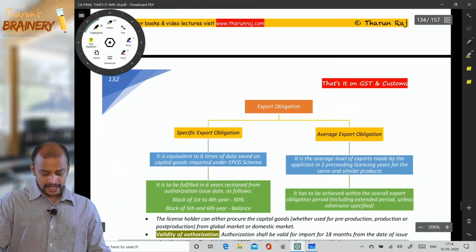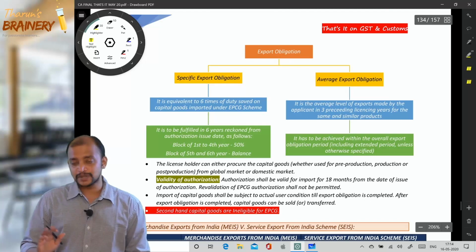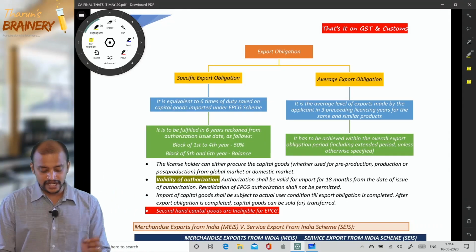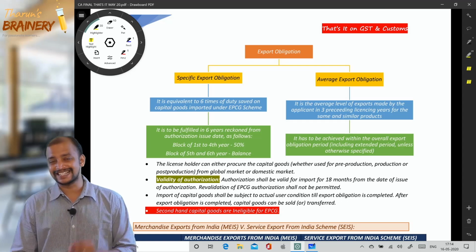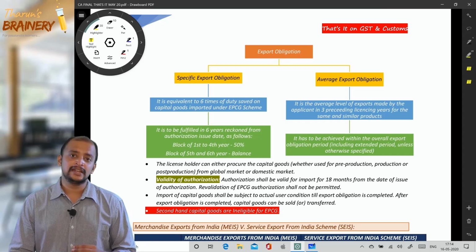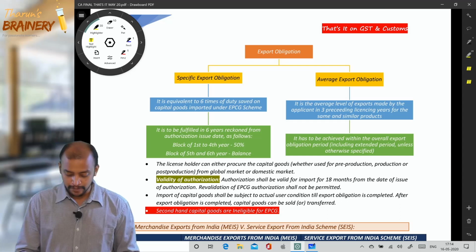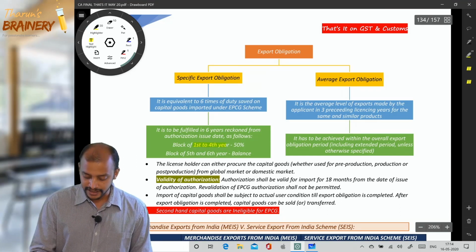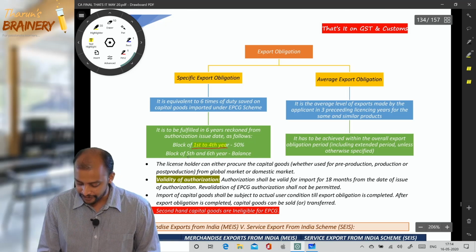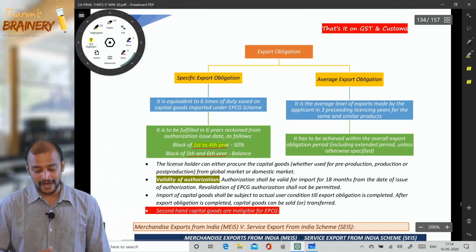Now you can see that specific export obligation is 6 times the duty saved on capital goods imported, and it should be fulfilled in 6 years. In that 6 years again we have 2 blocks. In the first block of 1st to 4th year I need to achieve 50%, and in the second block of 5th and 6th year I need to achieve the balance.